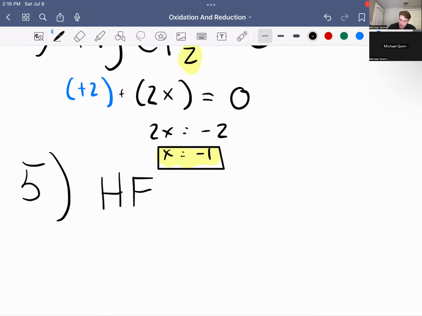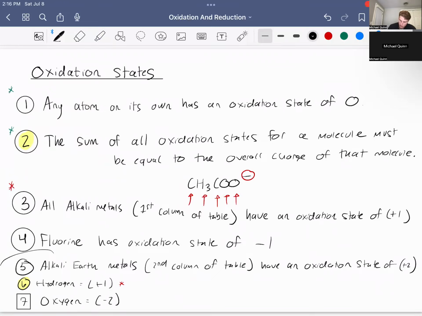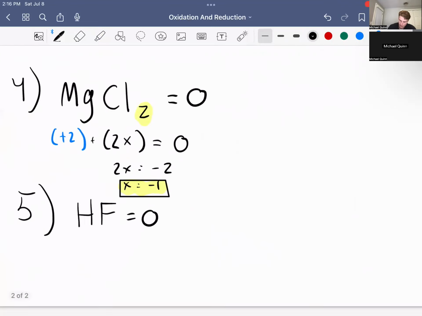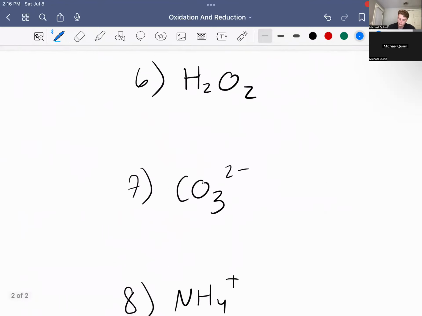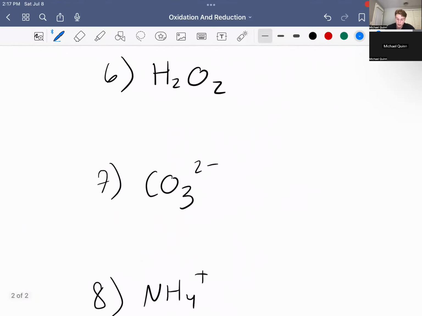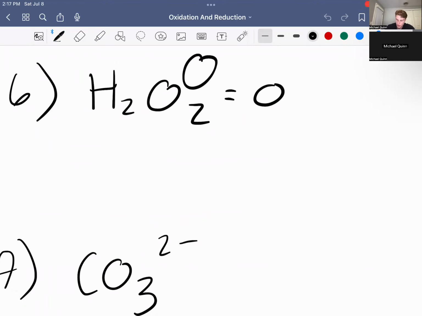What about HF? So we know HF is going to be equal to 0. There is no charge. So fluorine, which is rule number 4, says that it has a -1 oxidation state. That must mean that hydrogen has a +1 oxidation state. Number 6, I should say, this molecule is going to equal 0. There is no overall charge here.